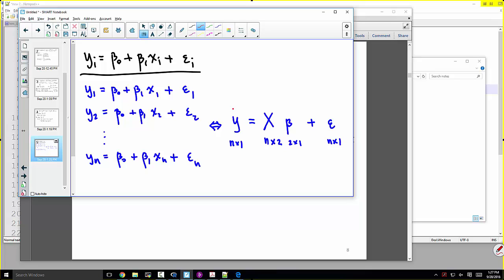Y is the vector y1, y2, yn. X is the matrix that has 1s in the first column and then the x's in the second column. Beta is a 2 vector.